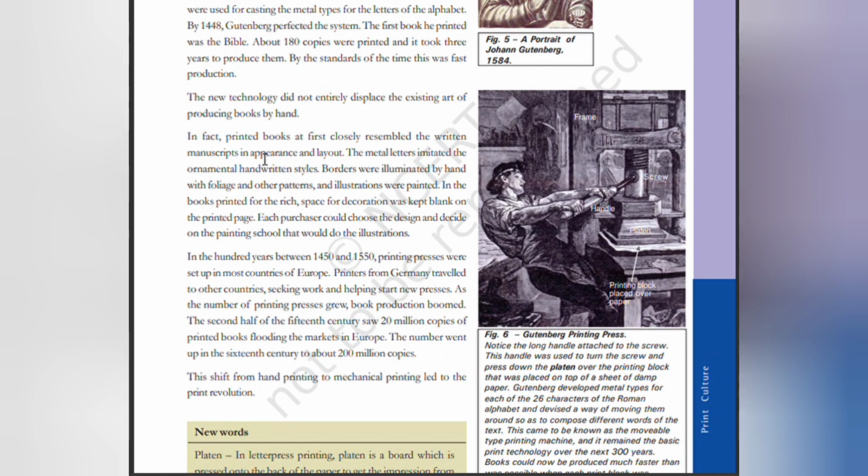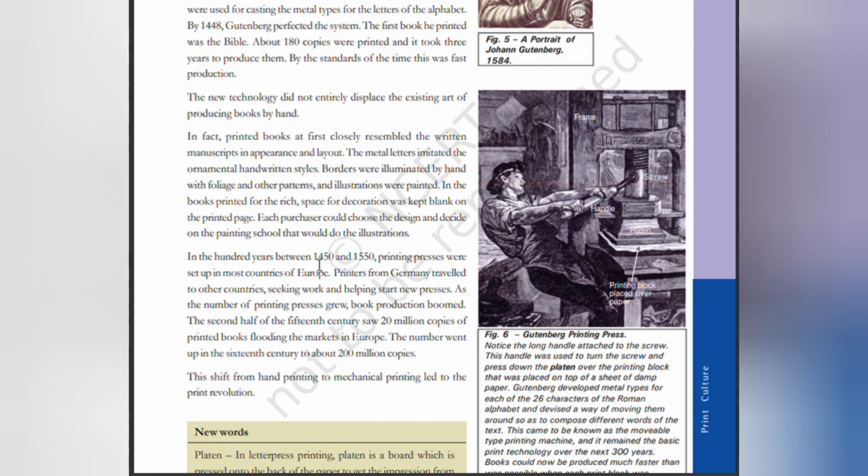The metal letters imitated the ornamental handwritten styles. Borders were illuminated by hand with foliage and other patterns, and illustrations were painted. In the books printed for the rich, space for decorations was kept blank on the printed page. Each purchaser could choose the design and decide on the paintings school that would do the illustrations.